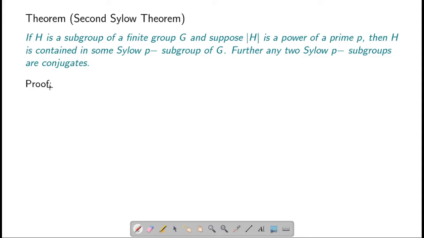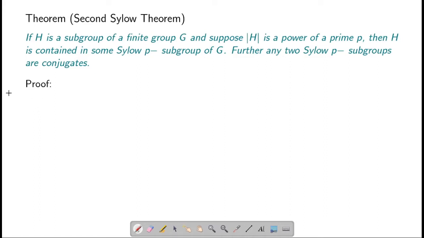I'll tell you the idea of the proof of the second Sylow theorem. The first thing we will do is look at the set of conjugates of a Sylow p-subgroup, say K, and we will show that H lies inside one of the conjugates of that. Now notice that every conjugate of a Sylow p-subgroup is a Sylow p-subgroup, because we know that conjugates of subgroups are isomorphic to the subgroup itself and hence have the same number of elements as the subgroup.